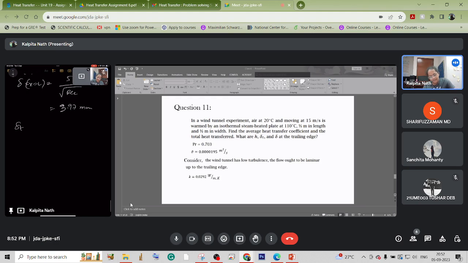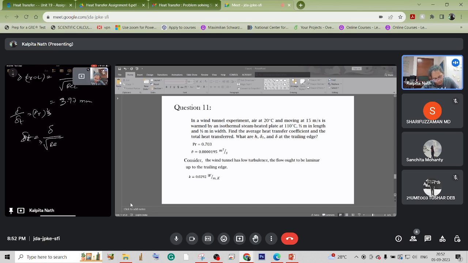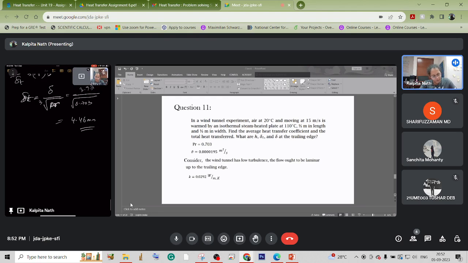And delta T, we know that delta upon delta T is equal to Prandtl number to the power 1 by 3. So delta T is equal to delta upon cube root of Prandtl number. Yes, ma'am. So this is 3.97 upon cube root of Prandtl number, 0.703. This will come out to be 4.46 mm. So we got all the values.